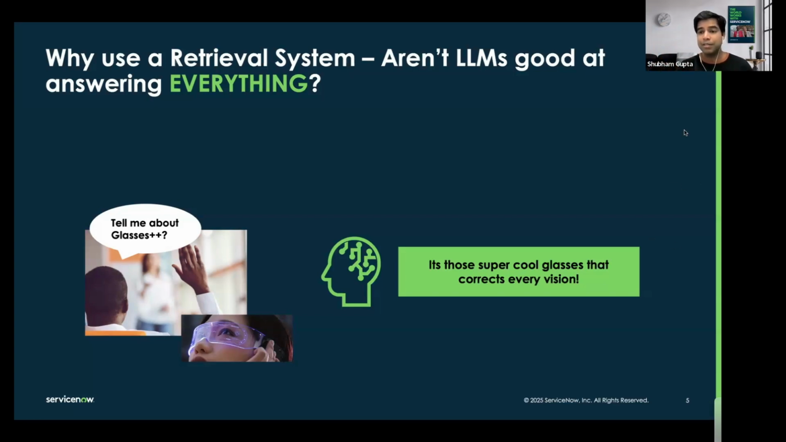But the LLM isn't aware of these classes. They are a new product. And therefore, it takes its best guess and says that, oh, it's these super cool glasses that correct every vision. But that's clearly false information.